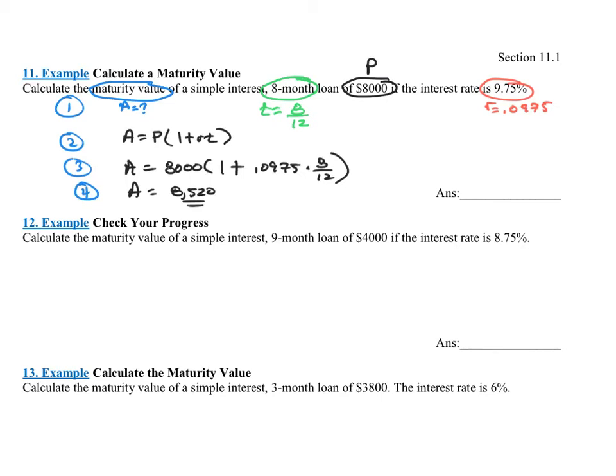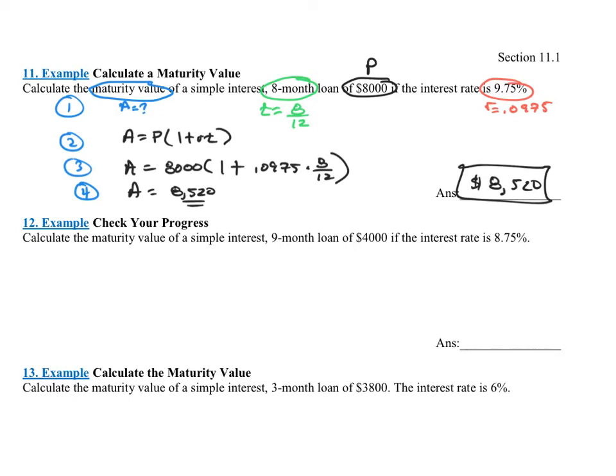8,520. Of course, that's measured in dollars. This is an amount measured in dollars. So how much do I owe? I owe $8,520. Is that reasonable? Absolutely. I would owe my $8,000 back plus an additional $520 in interest is what we're saying there.